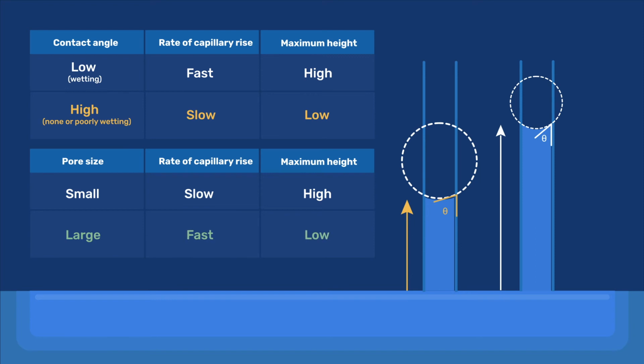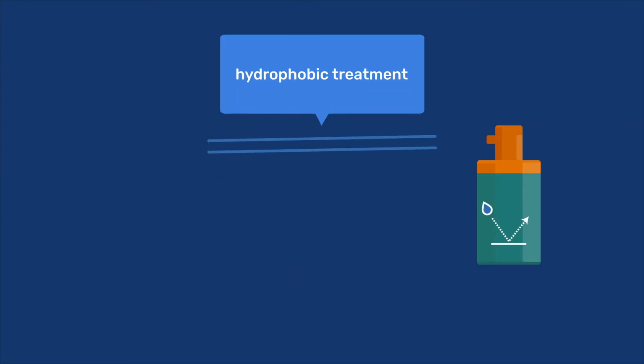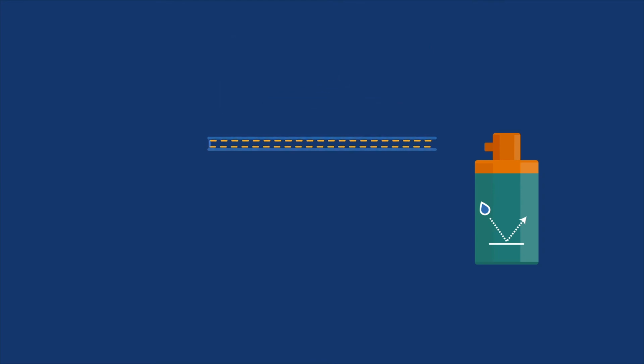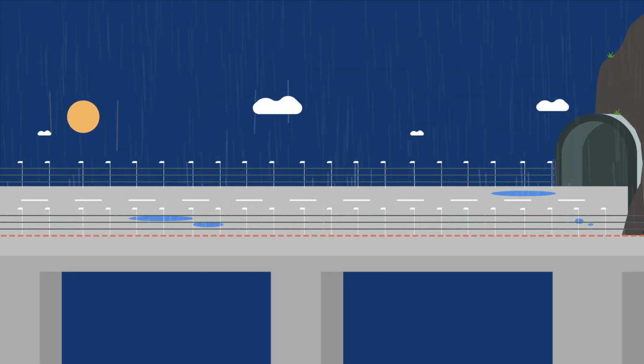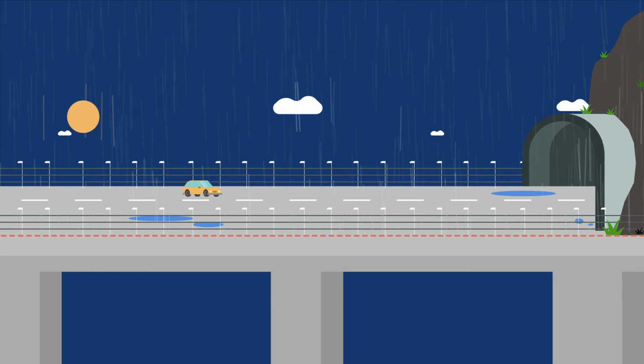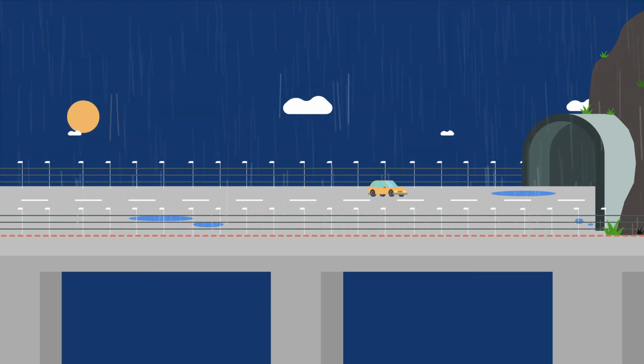low maximum heights. The contact angle effect implies that applying a hydrophobic coating to pore walls would be beneficial in terms of durability. Such treatments are in fact used to enhance the durability of many porous construction materials exposed to rain or groundwater.